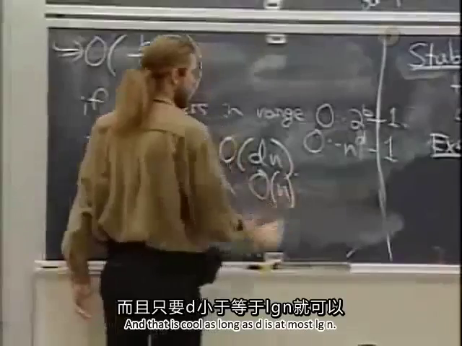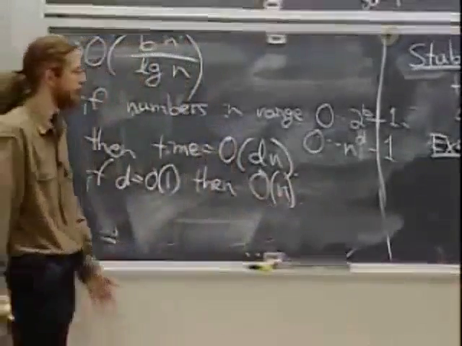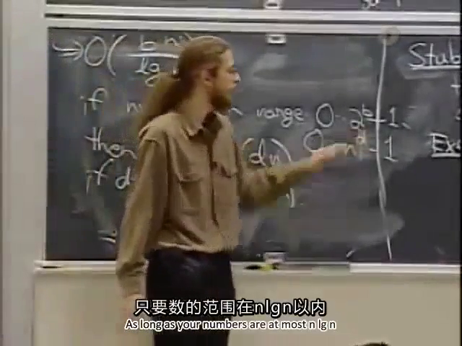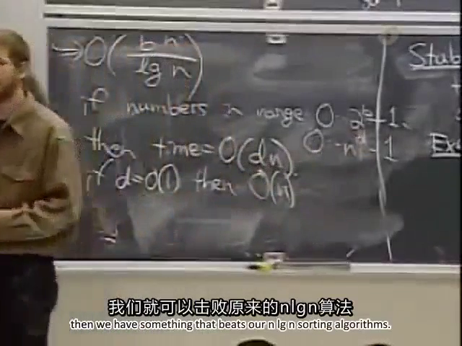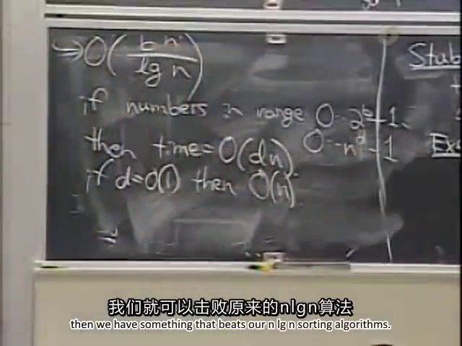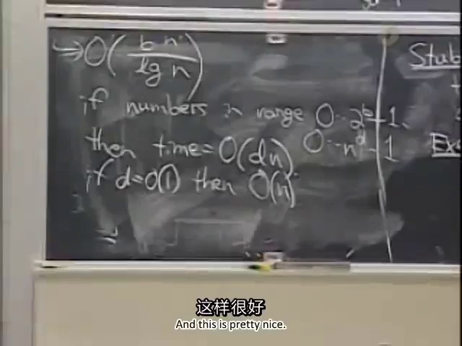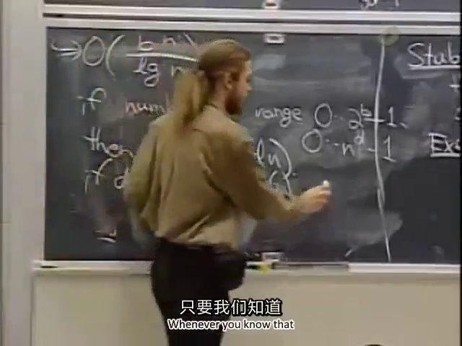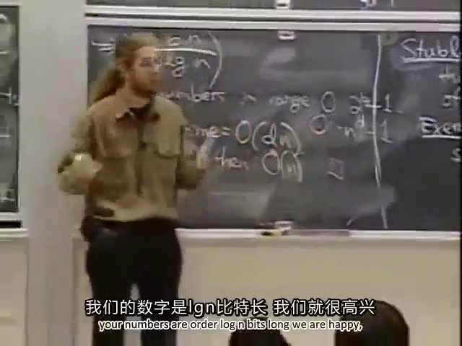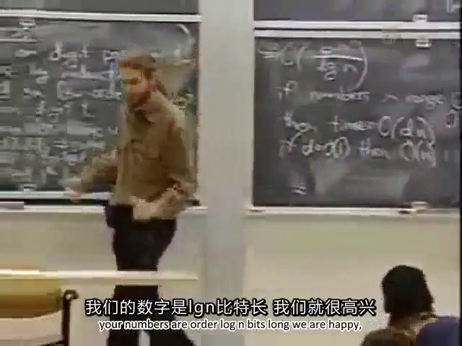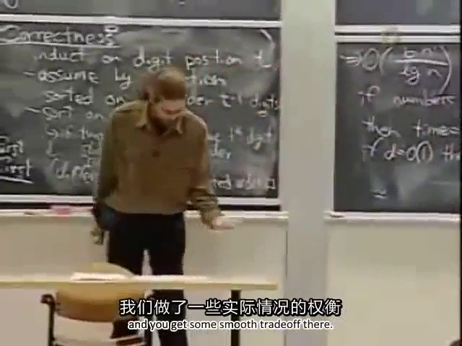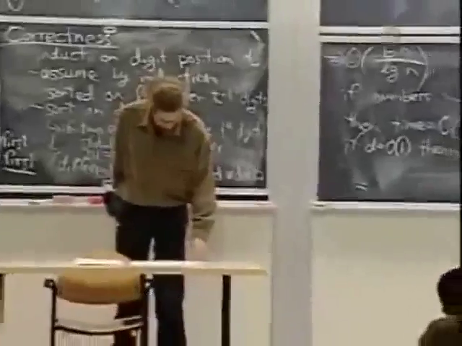And that's cool. And as long as d is at most log n, so as long as your numbers are at most n to the log n, then we have something that beats our n log n sorting algorithms. And this is pretty nice. Whenever you know that your numbers are order log n bits long, we are happy. And you get some smooth trade-off there.